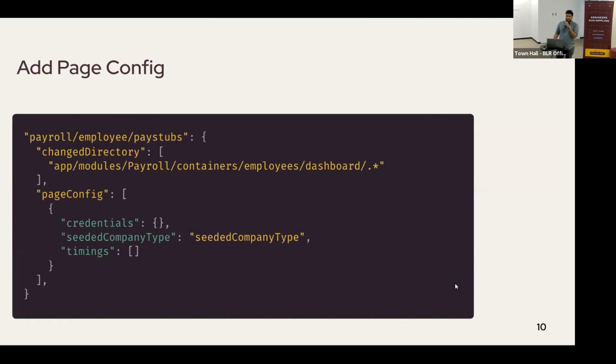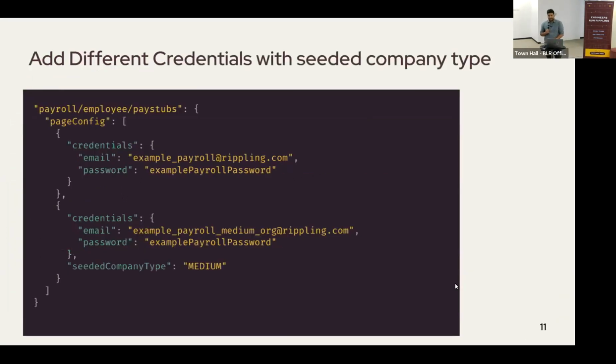Now, since it's a business application, you cannot access a URL without being authenticated. For that reason, we need the credentials, right? And the next two things are seeded company type and the timings. Seeded company type: let's take a scenario where there is a company with 1,000 employees, but I also want to do the performance auditing on a company with 10,000 or 20,000 employees. So for the same URL, I can do the testing for 2 different companies, right?